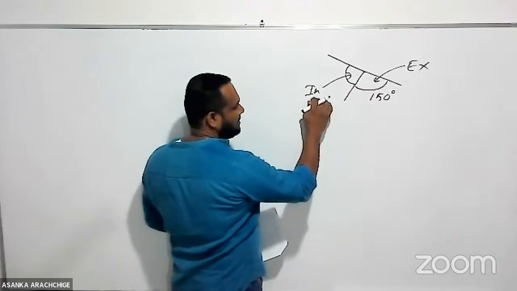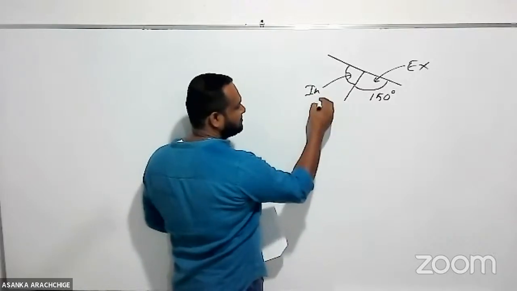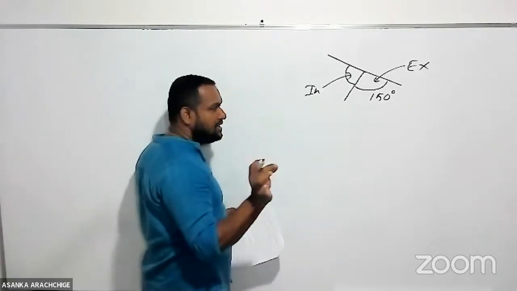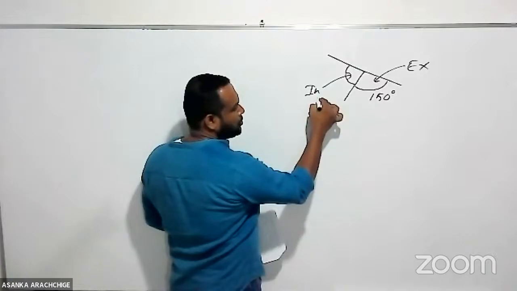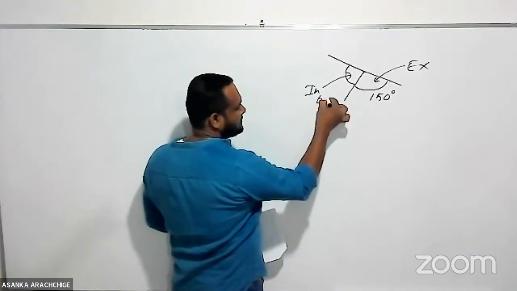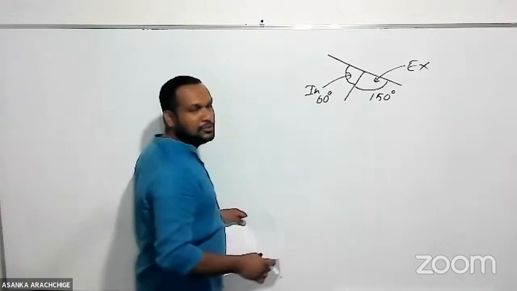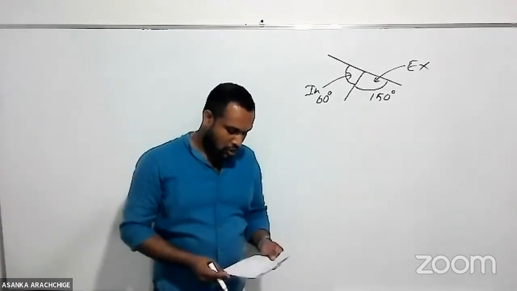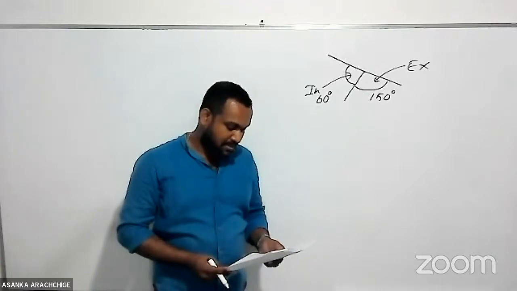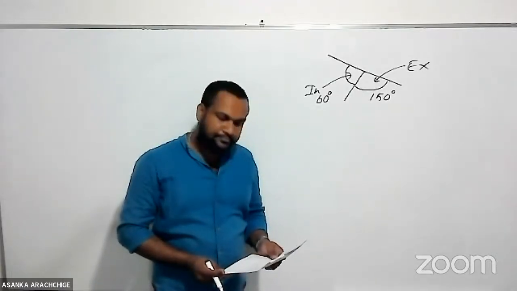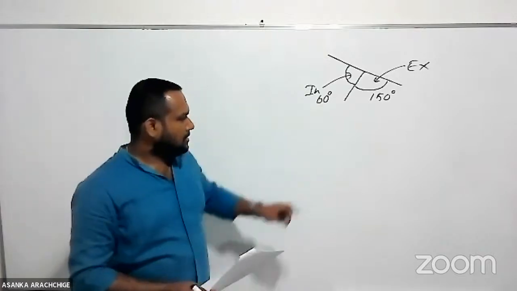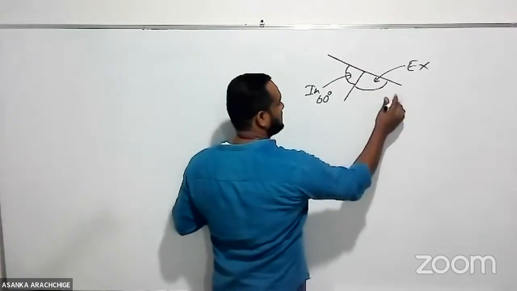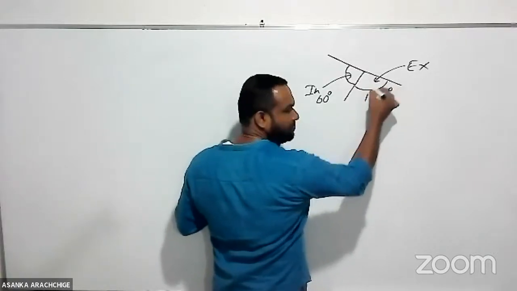Take this angle as 60. The size of the interior angle must be taken to be 60 degrees. Not 30, that must be 60. If this is 60, then this angle must be 120.